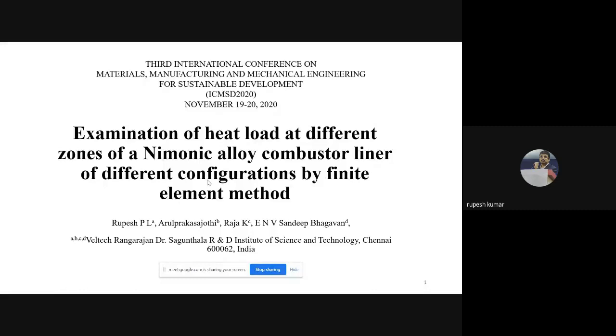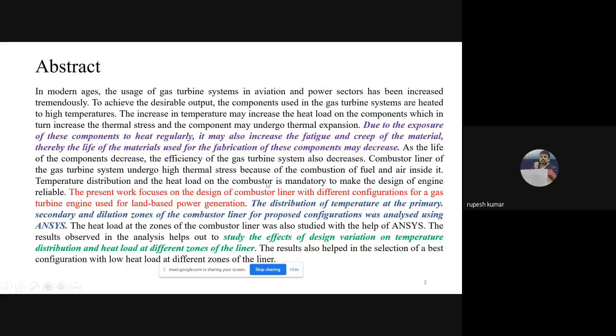Again by FEM, finite element method. So here, in the abstract, we can see that in the present work we have focused on the design of the combustor liner with different configurations for a gas turbine engine that is used for land-based power generation. And we have analyzed the distribution of temperature at different zones of the combustor liner, primary, secondary, and dilution zones. And of course, we have studied the heat load variation at different zones of the liner.